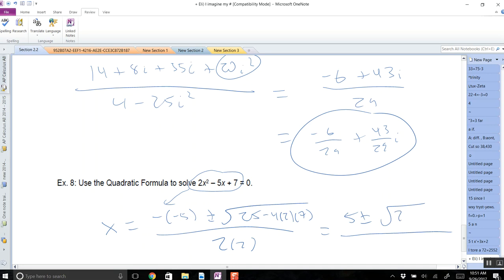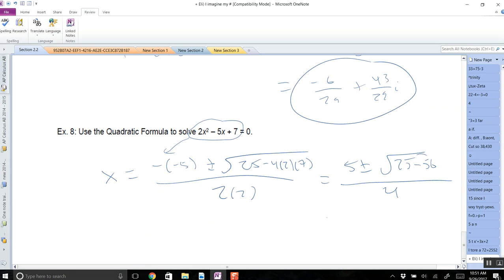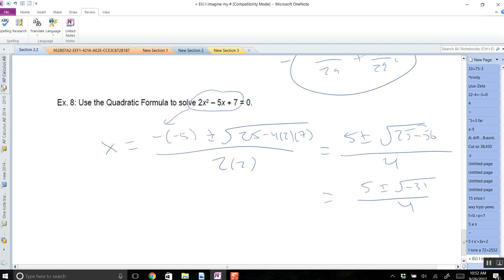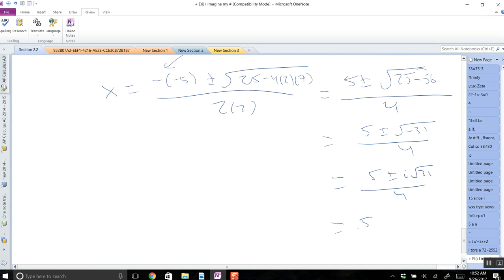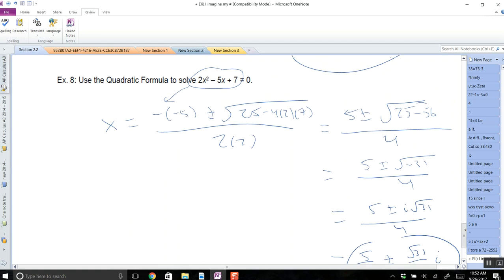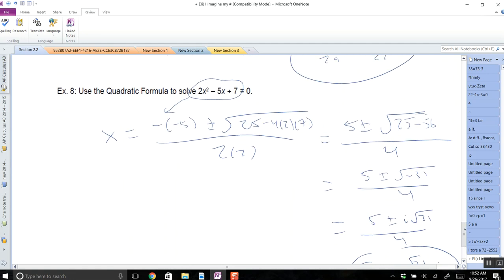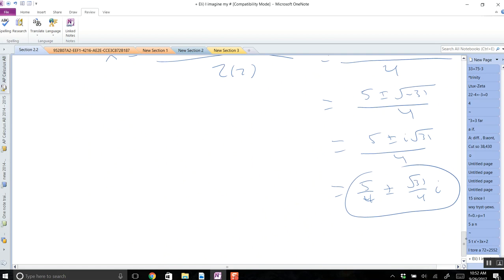And then you're going to get 25 minus 56. Ooh, look at that. We keep going. I think I'm doing this correctly. Yeah, 5 plus or minus the square root of negative 31, over 4. I do want to simplify if you can, but I don't think we can. But we'll pull out the i. And in standard form, it's 5/4 plus or minus root 31 over 4 i. So now we can see that, okay, this had no x-intercepts, so the answer should be imaginary. And that concludes the video.